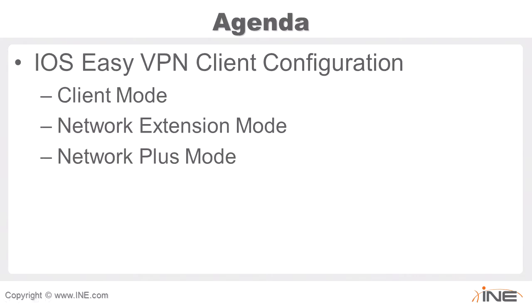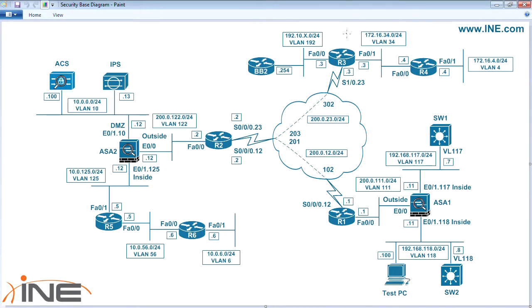Now, we already saw the EasyVPN server configuration that we did on router 3, and we used the test PC running the actual Cisco VPN client on Windows to connect to it. Now we're going to look at this by using the same server configuration on router 3, but we're going to use the iOS as the client. And specifically, we're going to be using router 5 in this case.